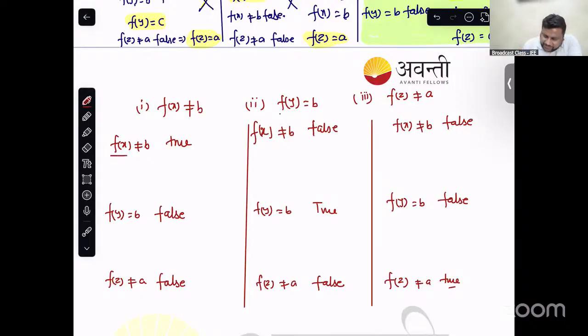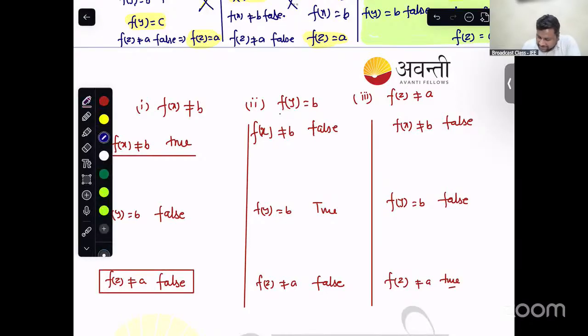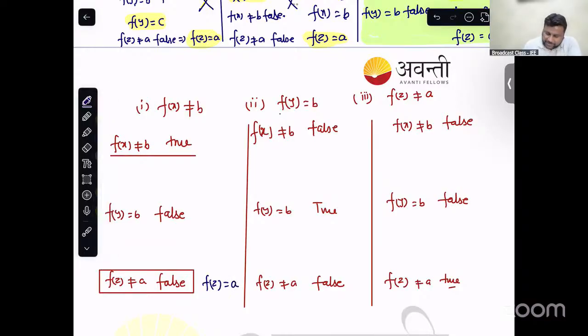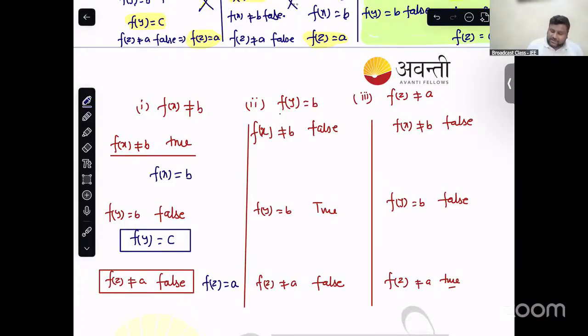Now, if I consider fx not equal to b true, and fz not equal to a false, that means fz is going to be a. Am I correct? Now, fy equals b false. That means fy can be a or c. A is already occupied by z, so fy equals c. Now fx not equal to b is true, then how can fx be a or c? They are already mapped with y and z. So fx has to be b, which is wrong, because fx not equal to b is true. So that is why this case is not working.